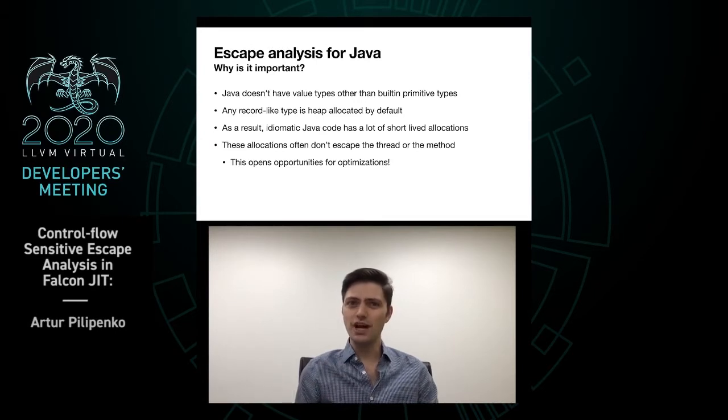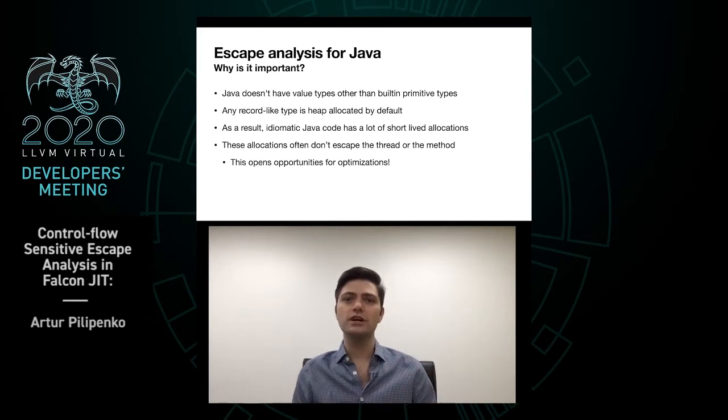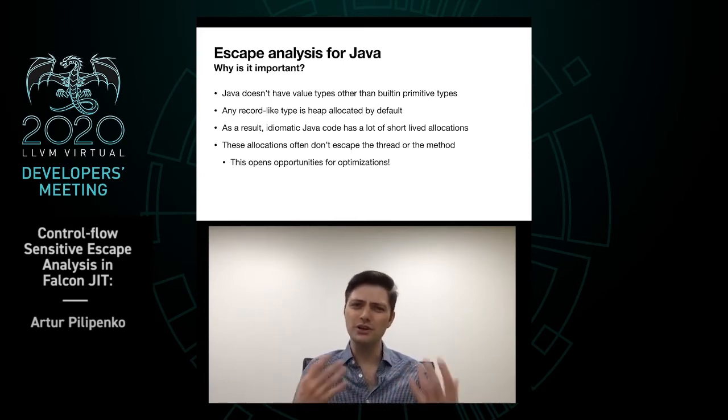Escape analysis for Java is kind of a hot topic. This is because Java does not have value types other than built-in primitive types. So any record-like type will be heap allocated by default. As a result, idiomatic Java code will have a lot of short-lived allocations. They would often not escape the allocating thread, or with sufficiently aggressive inlining, they would not escape the allocating method. And this opens a lot of opportunities for optimizations.